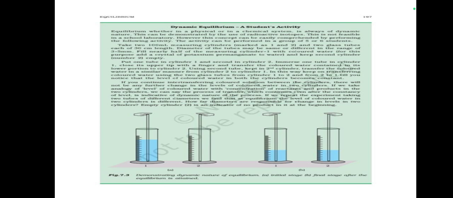continues even after the levels become constant. Try this with two tubes of different diameters. We find that at equilibrium the levels of colored water in the two cylinders are different. How far are the diameters responsible for the change in levels in the two cylinders? Empty cylinder 2 is an indicator that there is no product in it at the beginning.